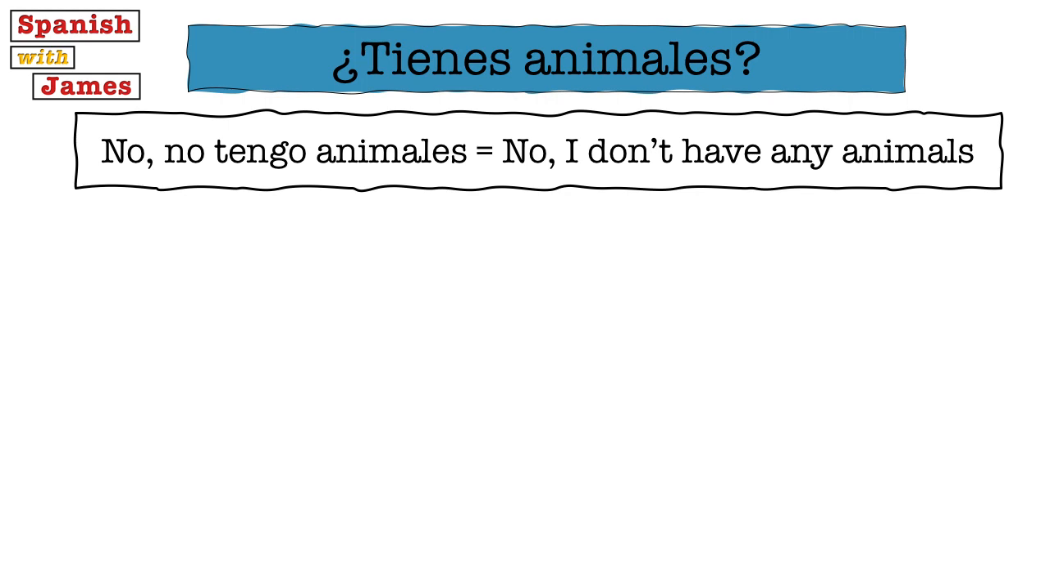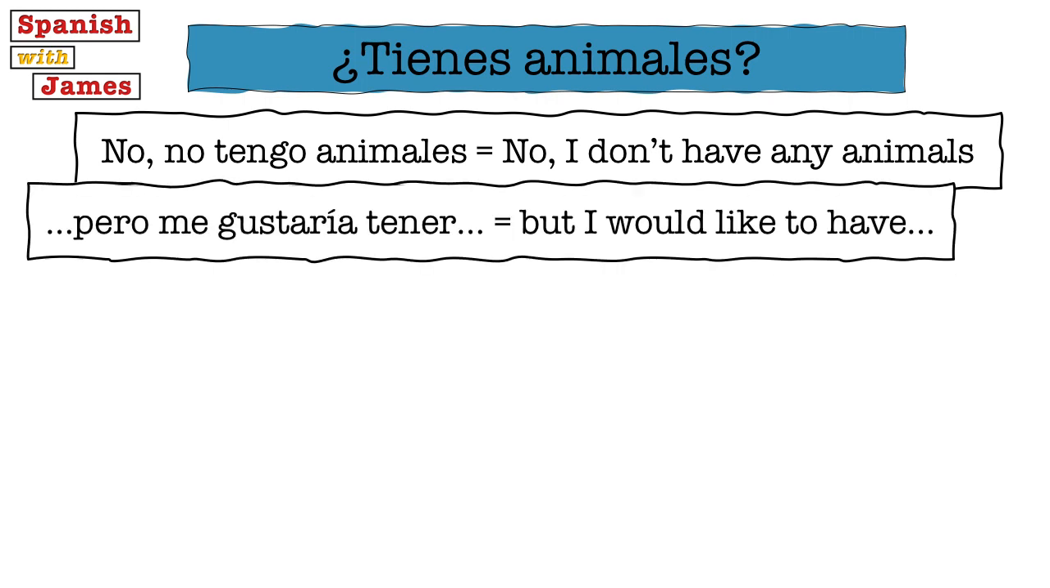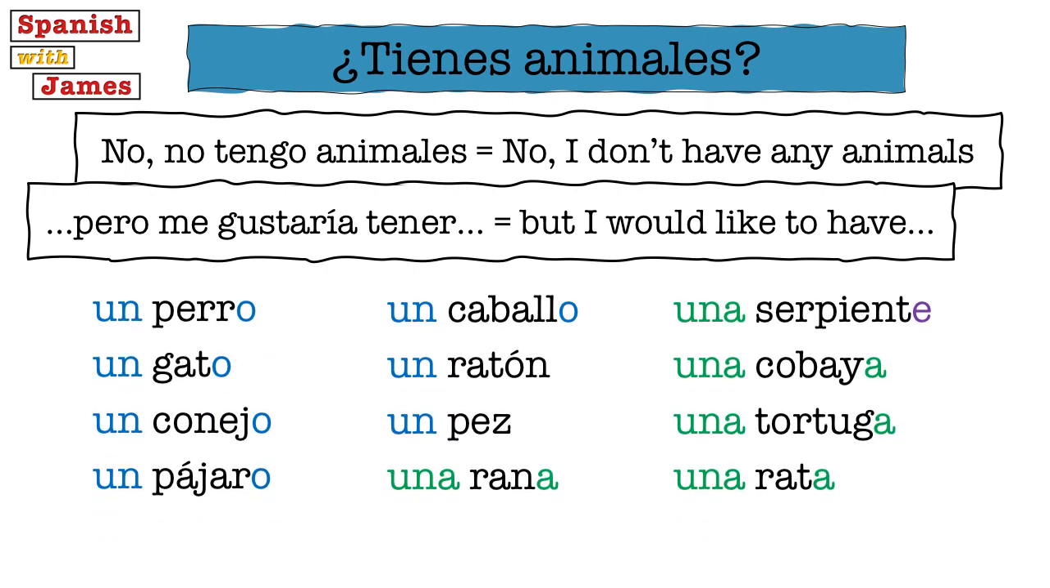But to give a bit more of an interesting answer, we could say, no, no tengo animales, pero me gustaría tener. So, no, I don't have any animals, but I would like to have. And then we could use one of our animal words. So, no, no tengo animales, pero me gustaría tener un pez. No, I don't have any pets, but I would like to have a fish. Or no, no tengo animales, pero me gustaría tener una serpiente. I don't have any animals, but I would like to have a snake.